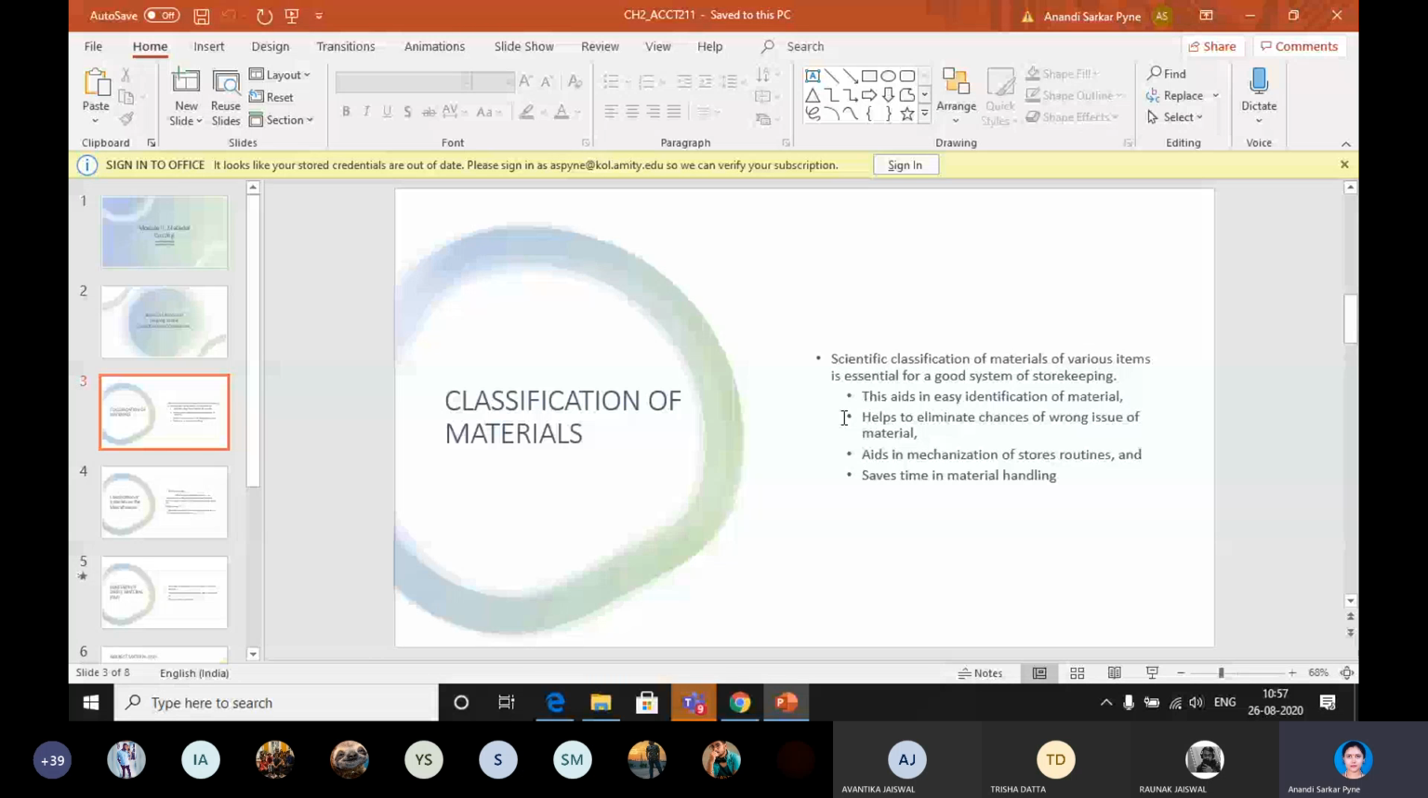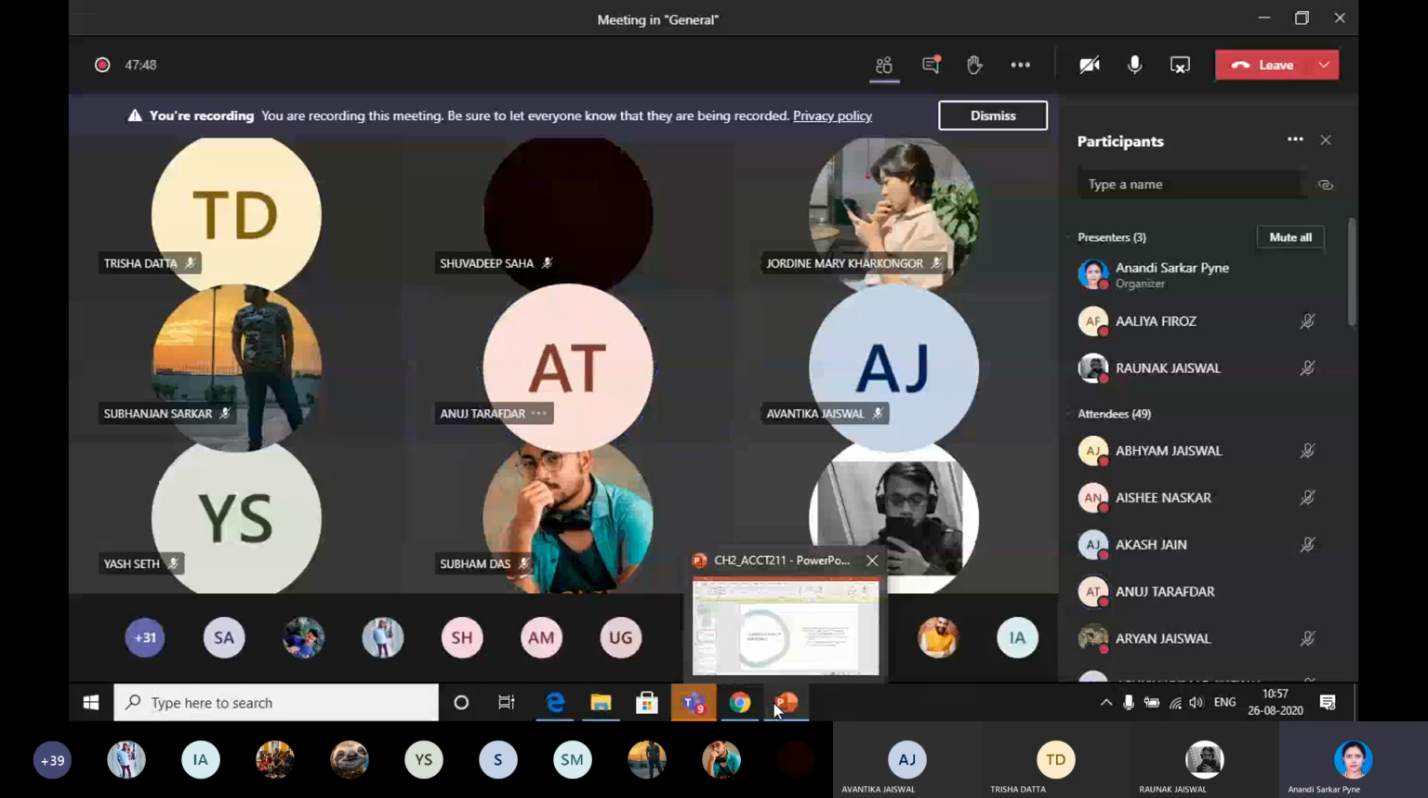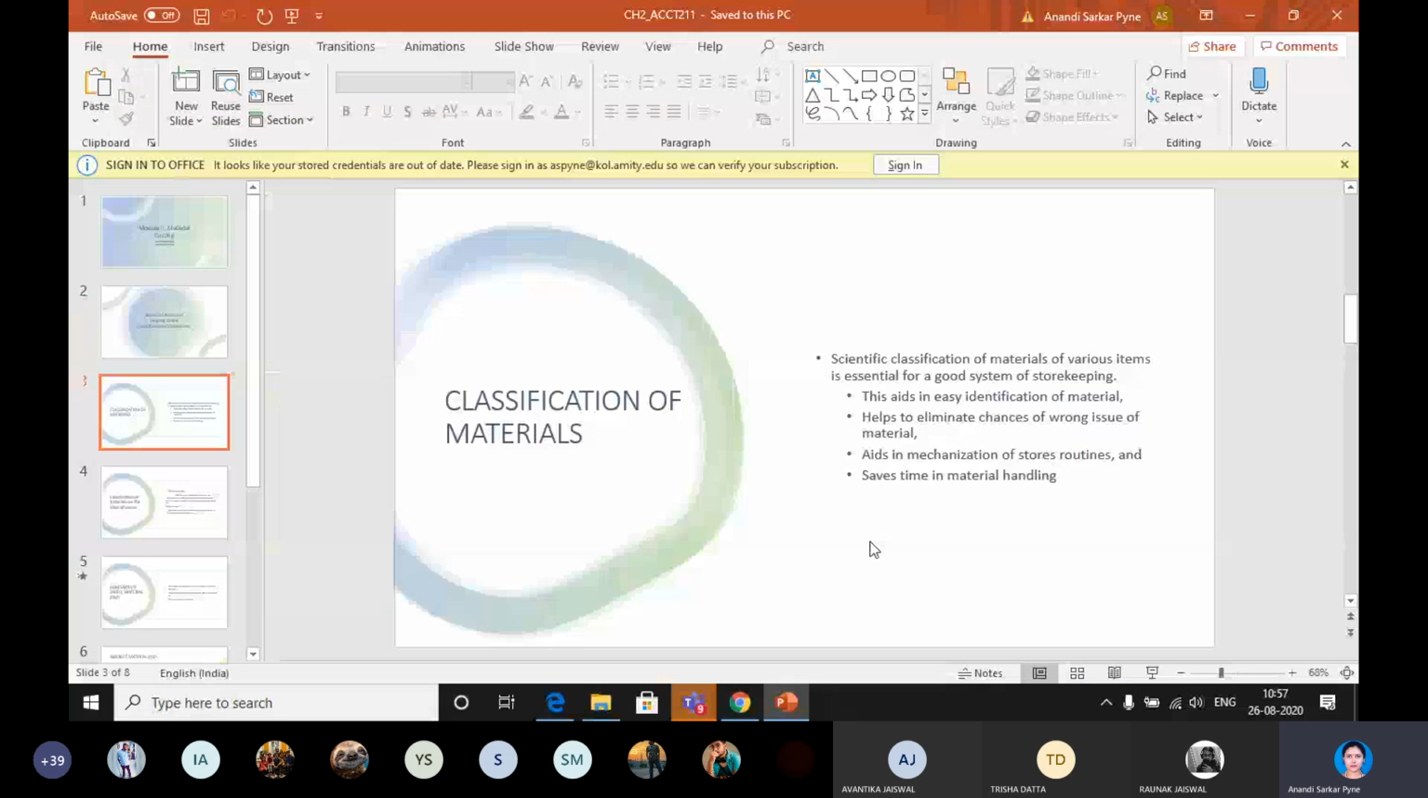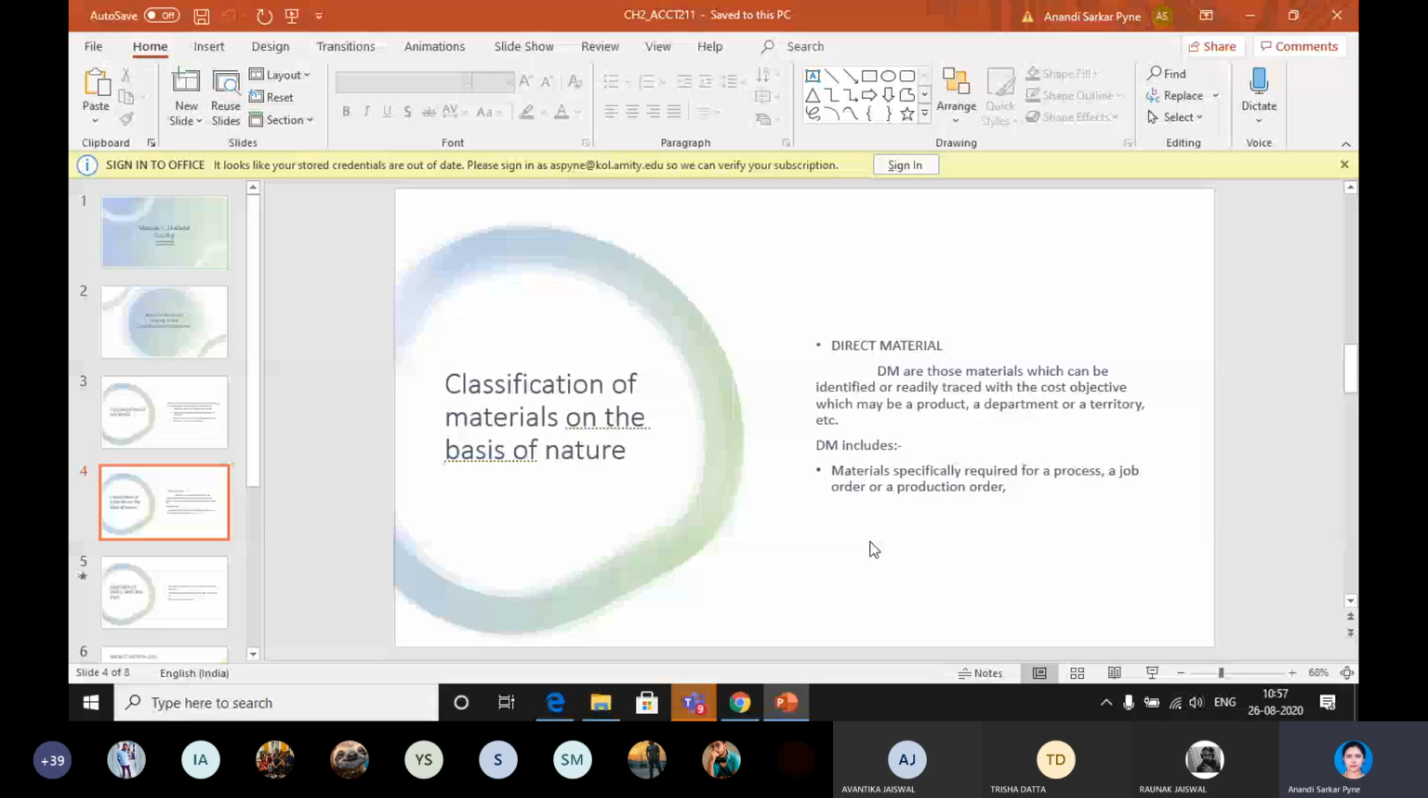Okay, so as I was telling, scientific classification helps in elimination of chances of wrong issue, chances of frauds, chances of errors. It helps in mechanization of store routines, helps in organizing how to maintain the stores, how to maintain the inventory. It saves time in material handling. Basically, the material is classified on the basis of nature, and on the basis of nature, material is classified as direct materials and indirect materials.